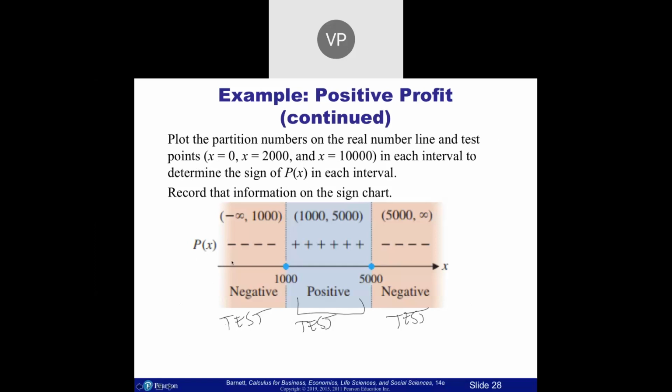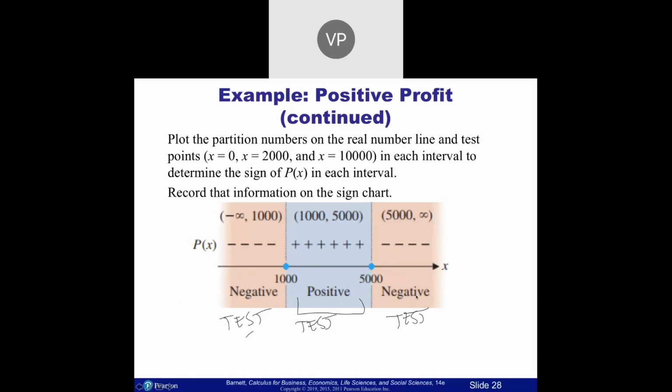So when you plug in 0 to that original function, you get a negative number. That means everything on the left partition is going to be negative. When you plug in 2,000, you get a positive number. So every number in the middle partition has to be positive. And then last, you get a negative number, so they're all negative.